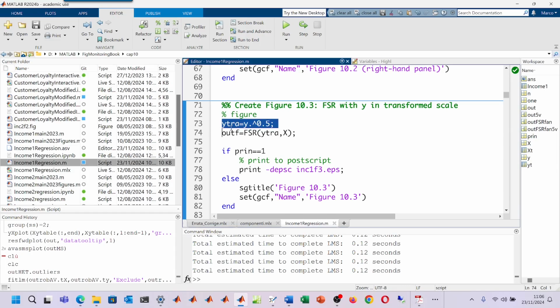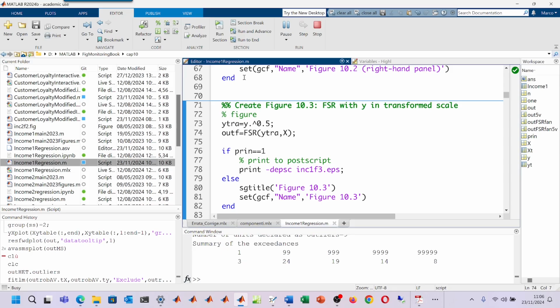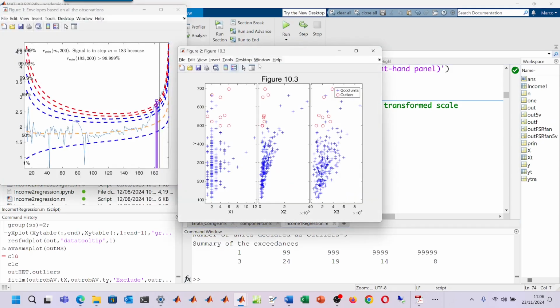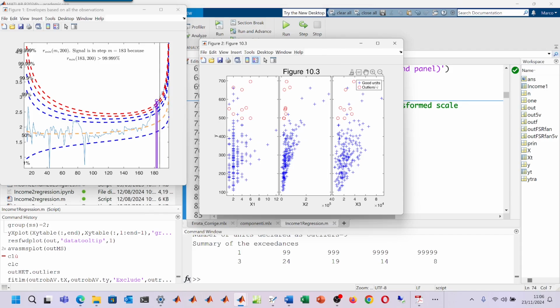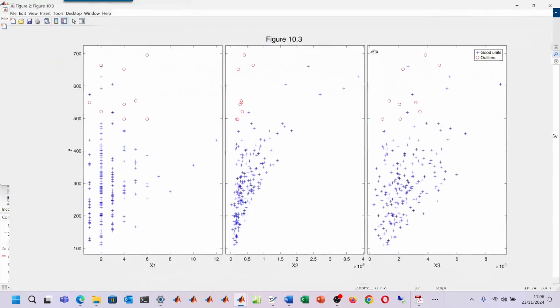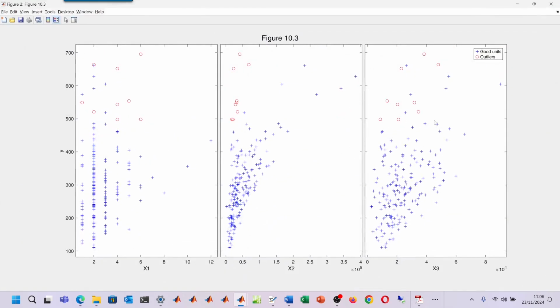So we transform the data using 0.5 and we run the automatic procedure for finding the outliers in the transformed scale. These are the outliers that are found. We end up with 9 units declared as outliers. The outlying observations are clearly shown in the plot of y against x2.